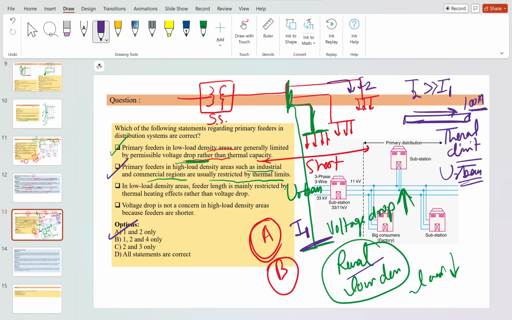The first and second. When you see the third part, the low density area feeder length is mainly restricted to thermal limit effect rather than the voltage drop. Here the length is not that much, so that is not the primary reason to define the drop. Here the heating limit will be the main, that is for the high density area. When you have the low density area, feeder length is very very high, the thermal limit is not into consideration in that. Voltage drop is not a concern in the high density, so that is false. The first and second is actually true.